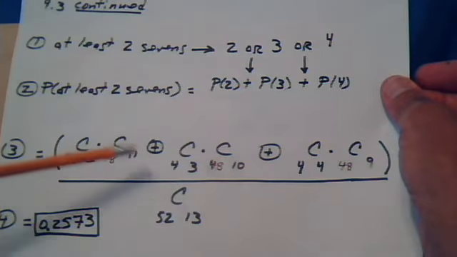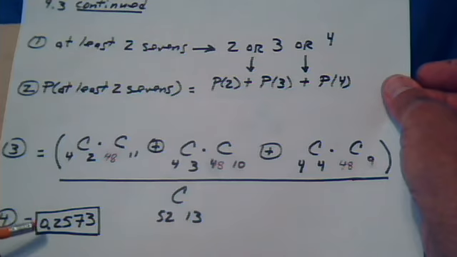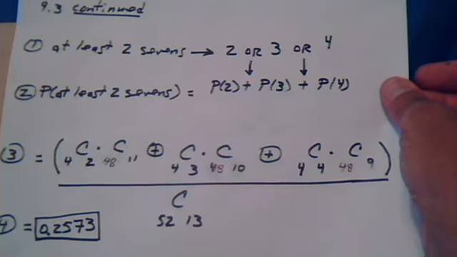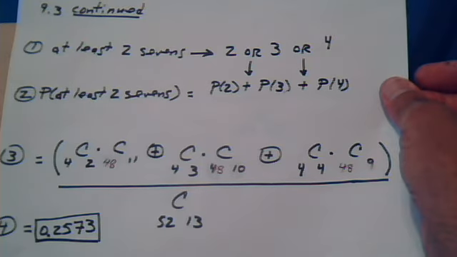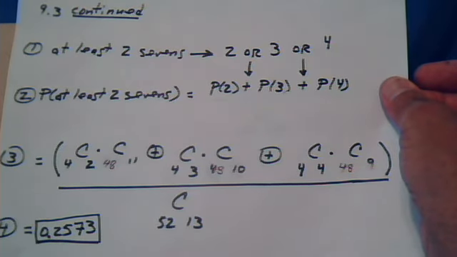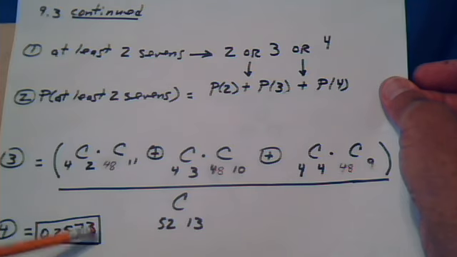Now key this in, and what you get is a probability of 0.2573. So what is the probability that at least 2 of the 13 cards are sevens? This is the probability. This is the chance. 0.2573, or in percent, this would be about a 26% chance that's going to happen.